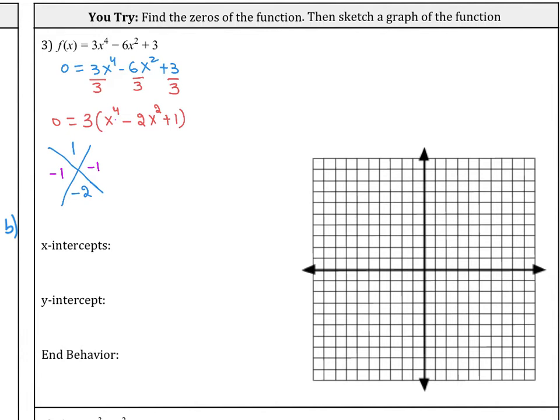You're going to write 3 as it is. So this 3 as is. This is going to be factored as x squared minus 1 times x squared minus 1 equals 0. Now we are going to factor this furthermore, and you're going to get 3 again outside as it is.